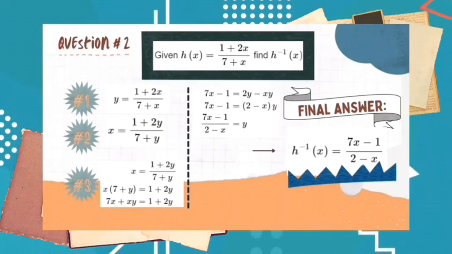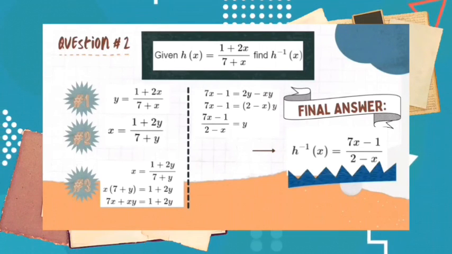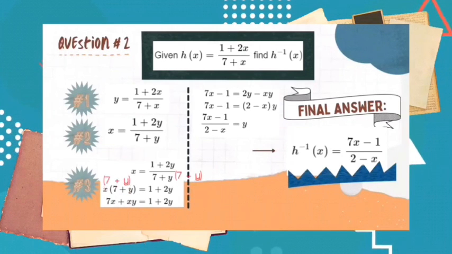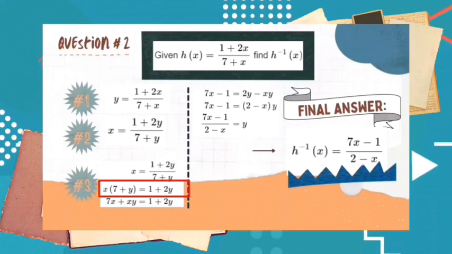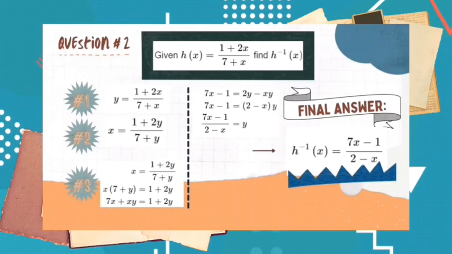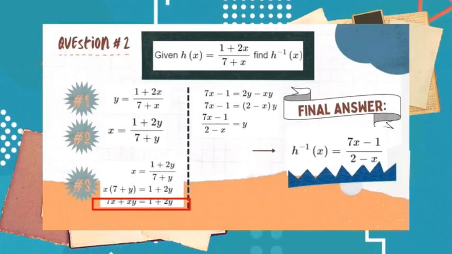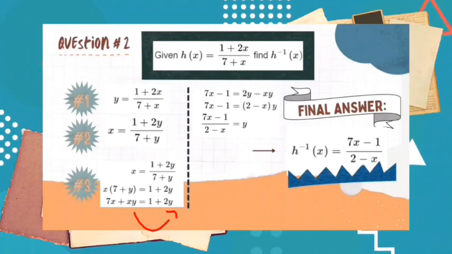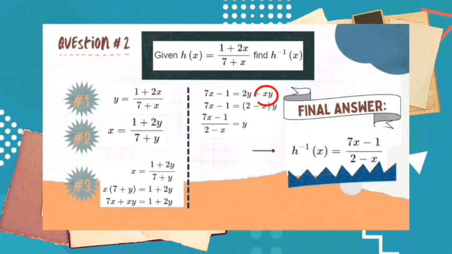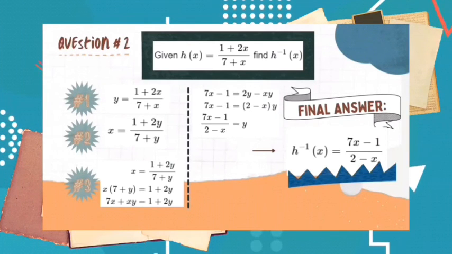We're dealing with a fraction, so we must eliminate it in order to make it easier to solve. To remove the fraction, we must multiply both sides by the denominator. This gives us the equation x times the quantity of 7 plus y equals 1 plus 2y. Then, we will distribute x, which gives us 7x plus xy equals 1 plus 2y. Transfer xy to the right side of the equation, making it negative. Same as before, transfer 1 to the left side, making it negative as well.